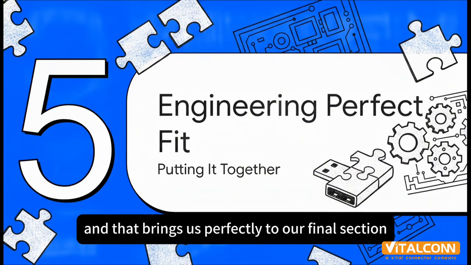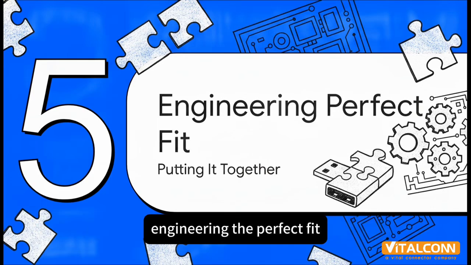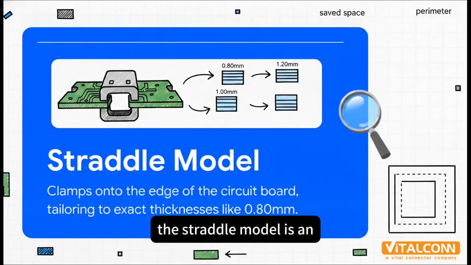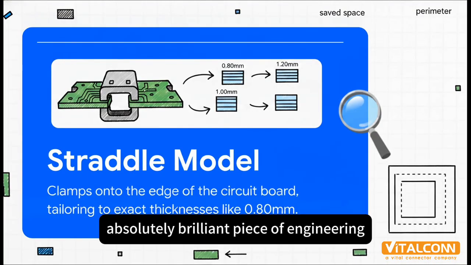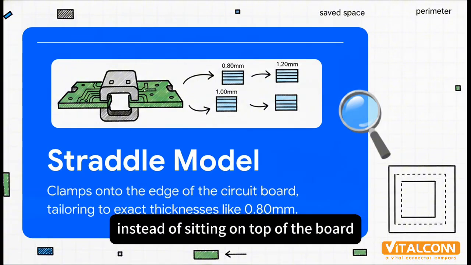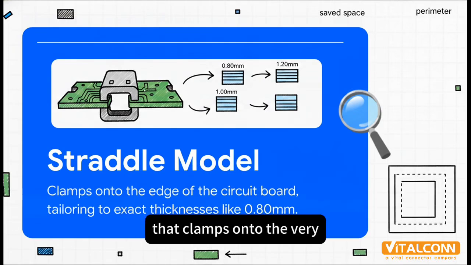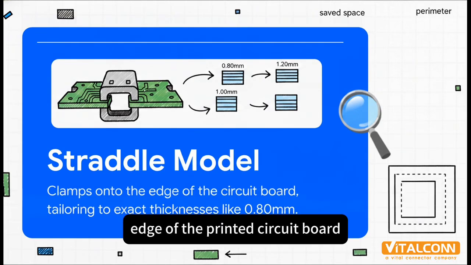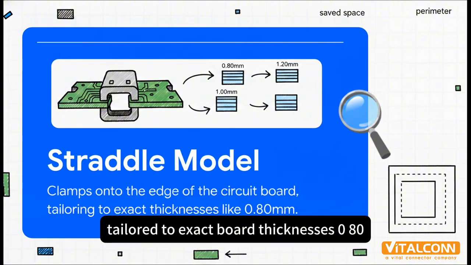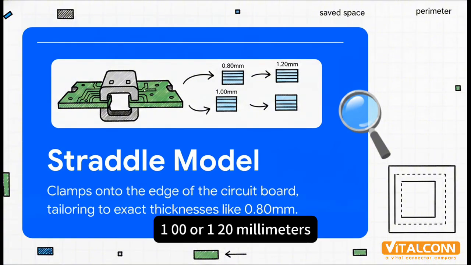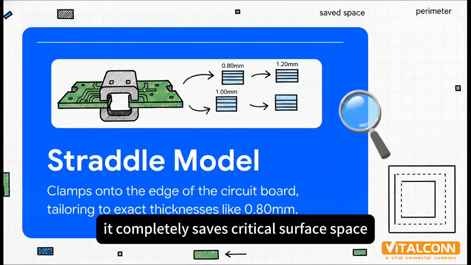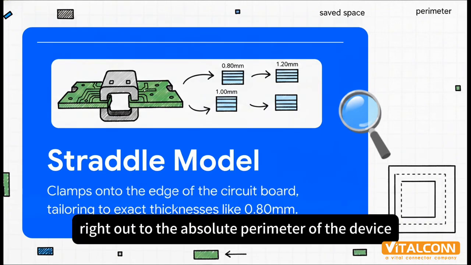And that brings us perfectly to our final section, engineering the perfect fit. The straddle model is an absolutely brilliant piece of engineering. Instead of sitting on top of the board or sinking into a hole in the board, the connector literally has a mouth that clamps onto the very edge of the printed circuit board. Vitalconn offers these straddle variants tailored to exact board thicknesses, 0.80, 1.00, or 1.20 millimeters. It completely saves critical surface space by pushing the port right out to the absolute perimeter of the device.